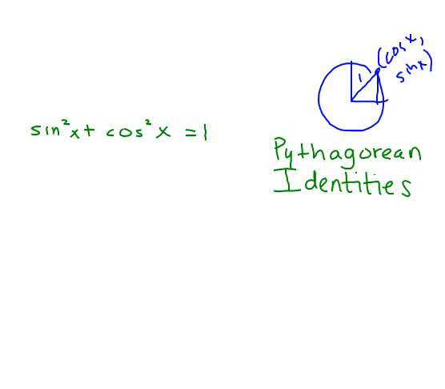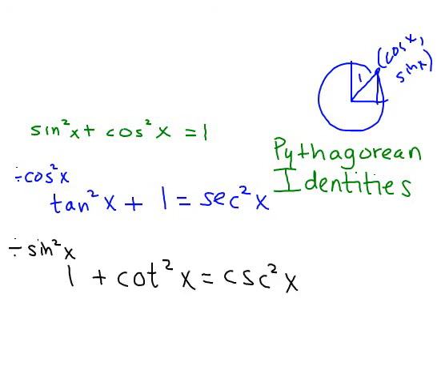If we divide through by cosine squared, sine squared over cosine squared is tangent squared, cosine squared over itself is 1, and 1 over cosine squared is secant squared. So the second Pythagorean identity says that tangent squared plus 1 equals secant squared. If we divide the first identity through by sine squared instead, we get 1 plus cotangent squared equals cosecant squared. You should be familiar and comfortable with these identities, but I recommend that you only memorize the first one about sine and cosine and know how to derive the others by dividing through by sine squared or cosine squared.